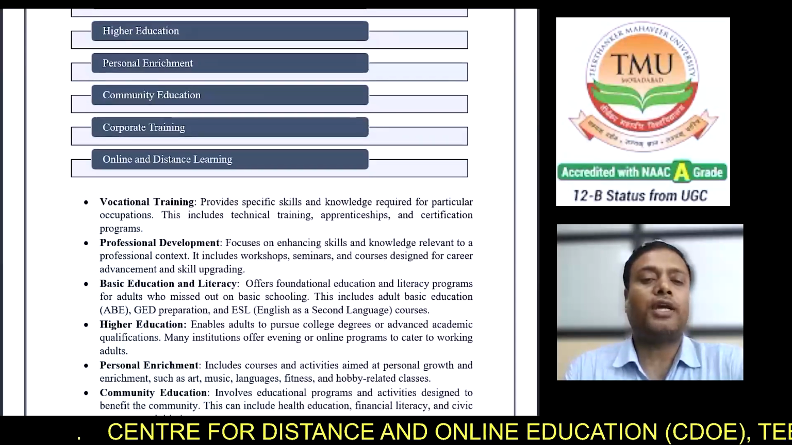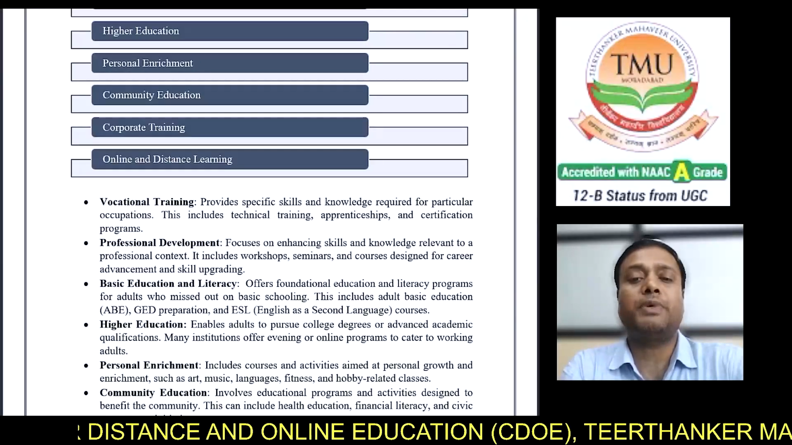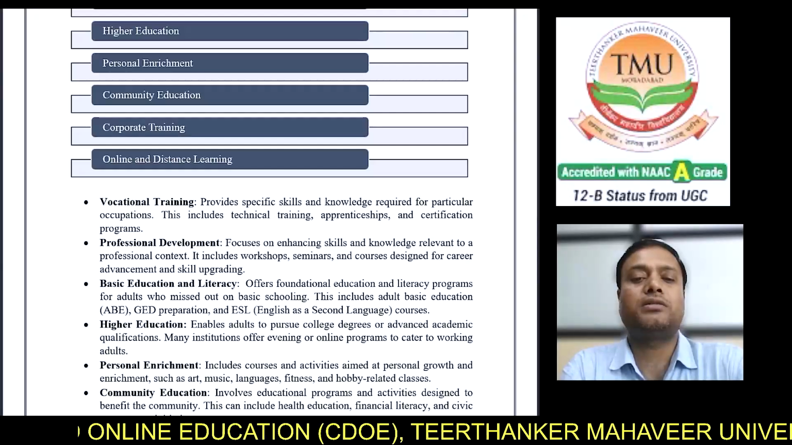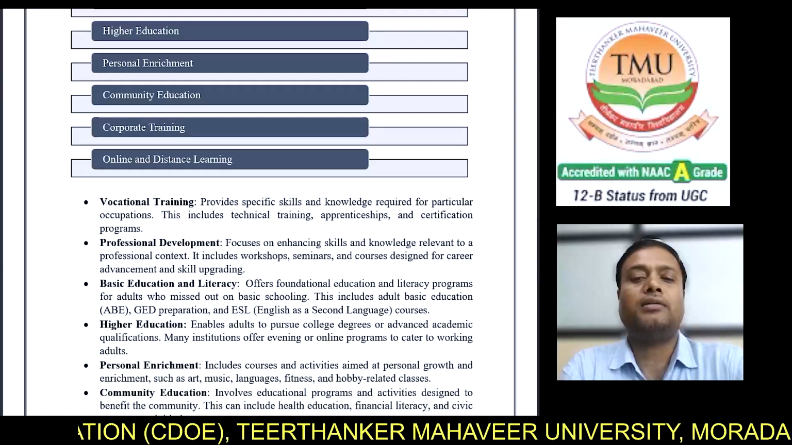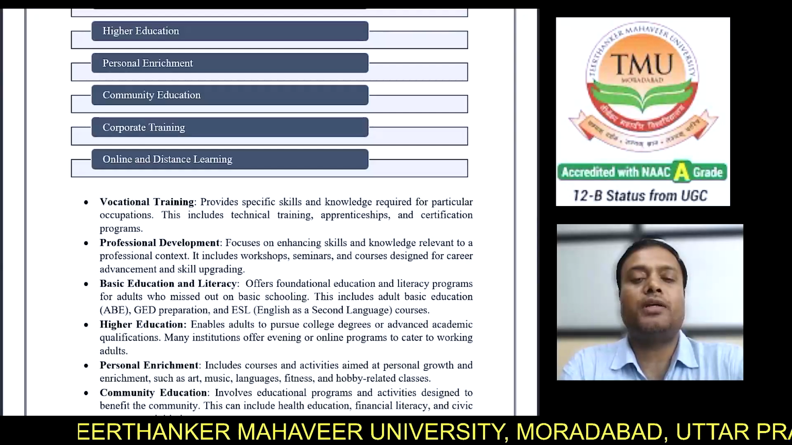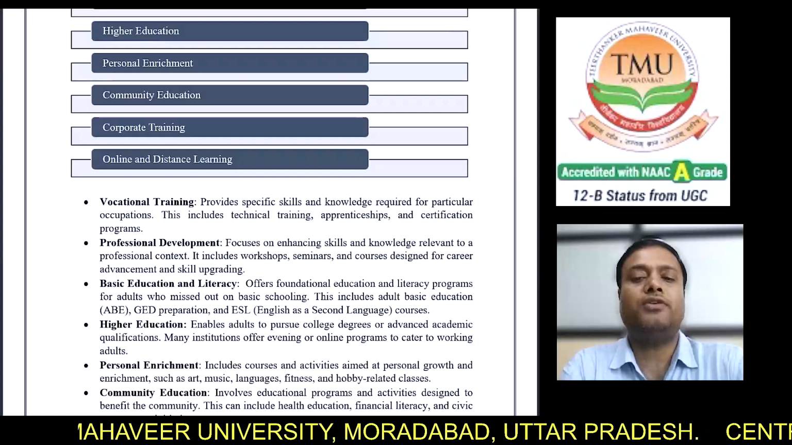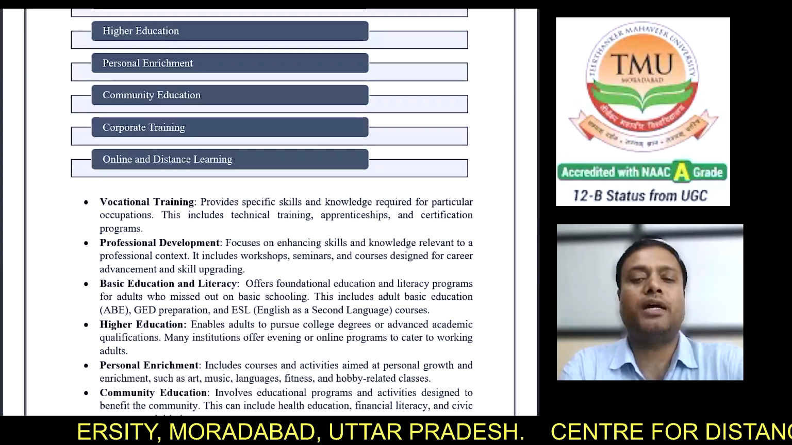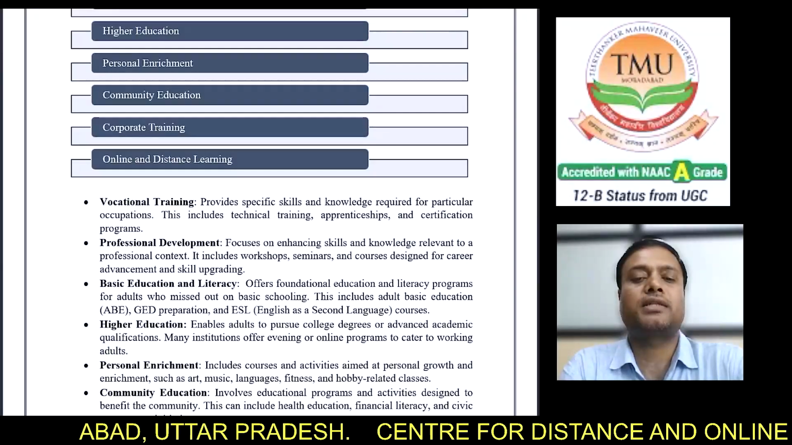When we are talking about vocational training, it provides specific skills and knowledge required for particular occupations. This includes technical training, apprenticeships, and certification programs. Second one is professional development. It focuses on enhancing skills and knowledge relevant to a professional context. It includes workshops, seminars, and courses designed for career advancement and skill upgrading.